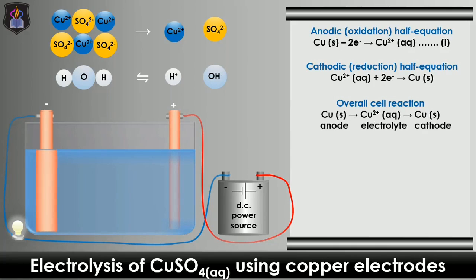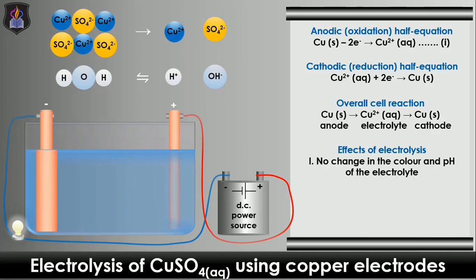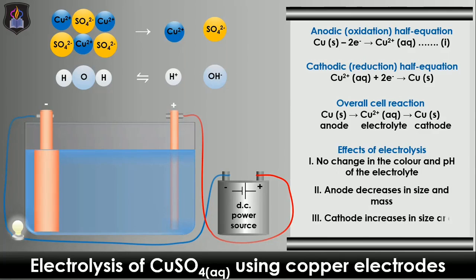At the end, there is no net change in the concentration and composition of ions present, so its color and pH remain the same. Also, the replacement of the copper 2 ions in the electrolyte by copper atoms from the anode causes the anode to decrease in size and mass, while the deposition of the metallic copper at the cathode makes it increase in size and mass. As stated at the beginning, the principle behind electrolysis of copper 2 sulfate solution using copper electrodes is applied in the purification of metals and electroplating.